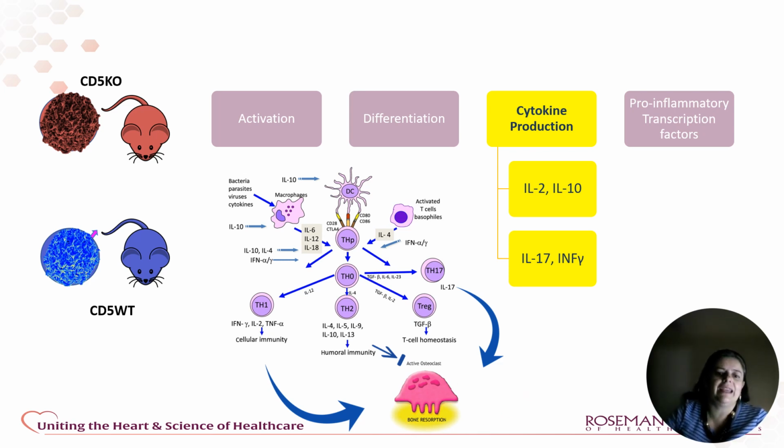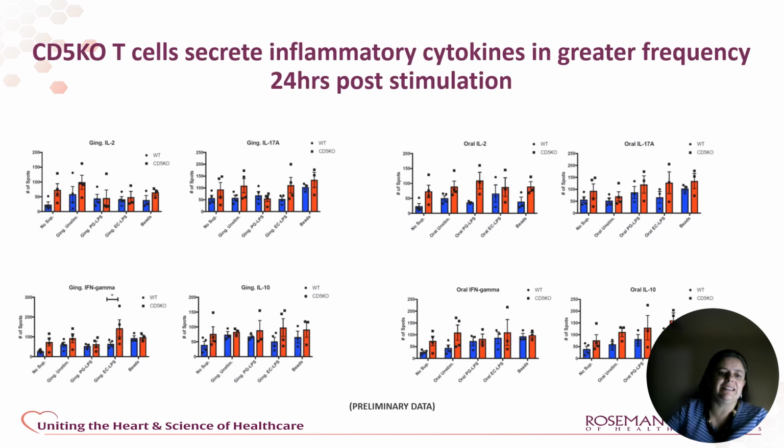So what we look at again is that the CD5 knockout, if you look all across the different cytokines that we measured, there is an increased number of cytokines produced by CD5 knockout compared to the wild type, meaning there is still a modulation of the CD5 in the production of cytokines.